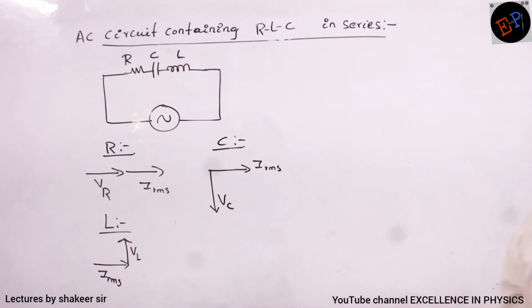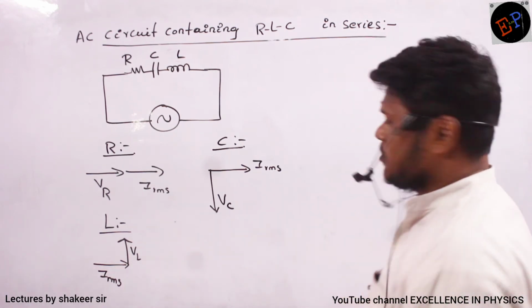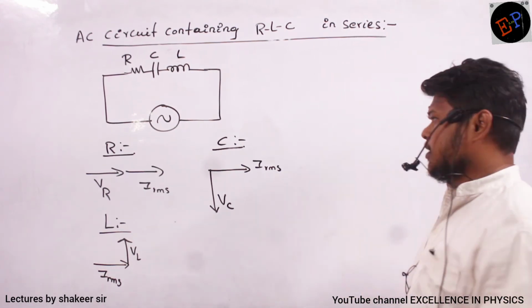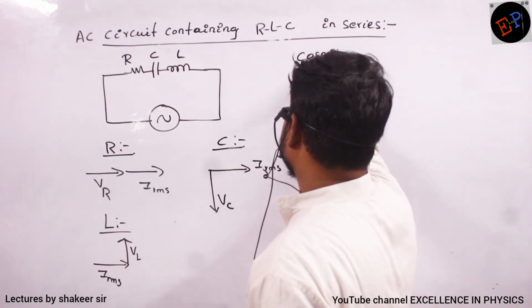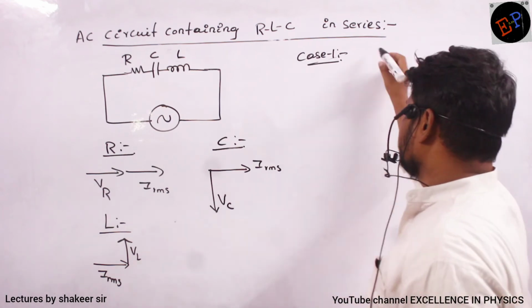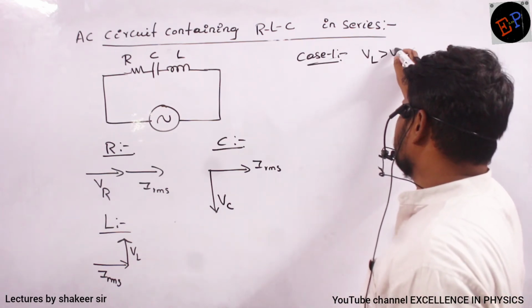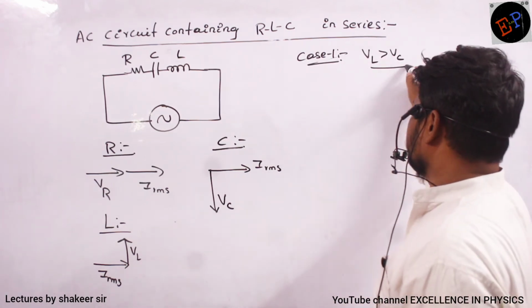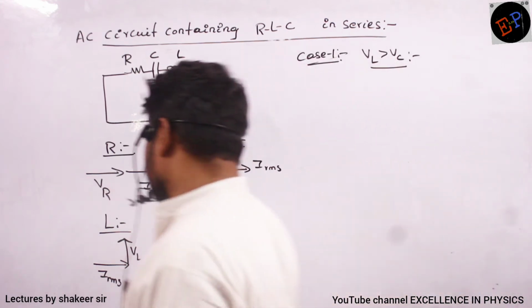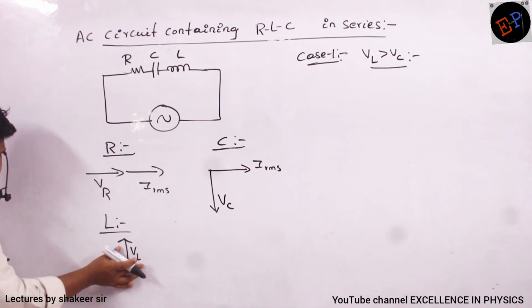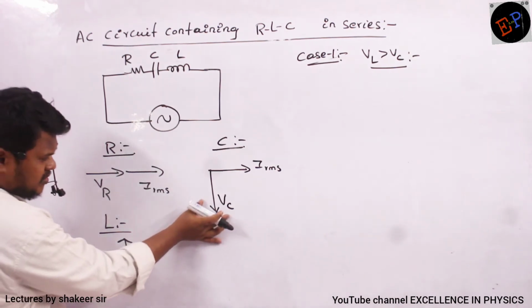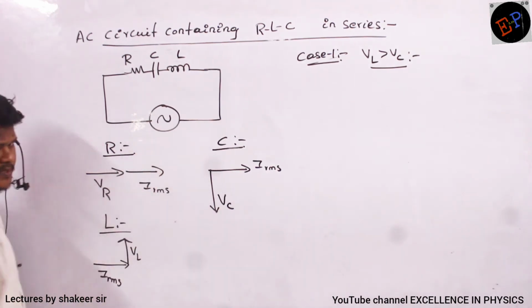Combine all of them. If you combine all of them, we will get three cases. Let us see what are the three cases. Case number 1 is VL greater than VC. This is my first case. What is meant by VL greater than VC? Voltage drop across inductor is greater than voltage drop across capacitor.